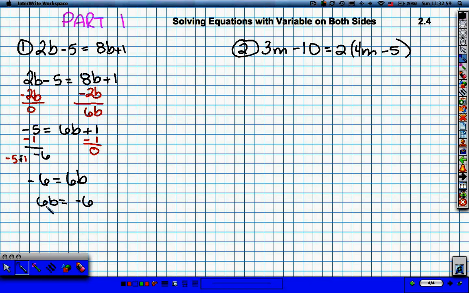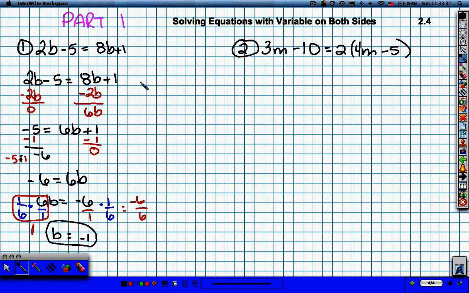So my coefficient on b is 6, so I'm going to multiply by its reciprocal. And I'm going to do that on both sides. So right here I'm going to get 1. So I'm left with b equal to, and then over here I'm going to end up with a negative 6 over positive 6, which is just negative 1.